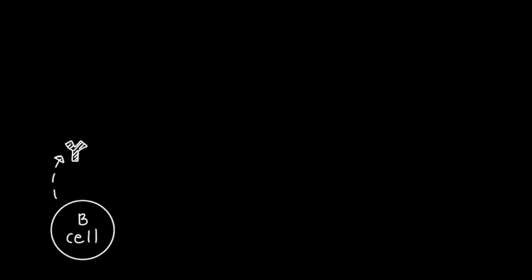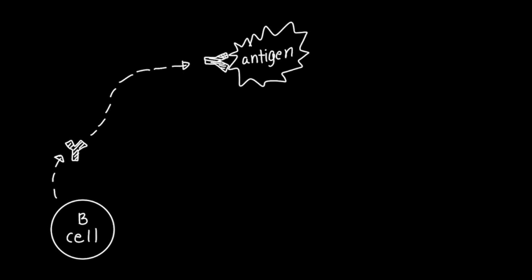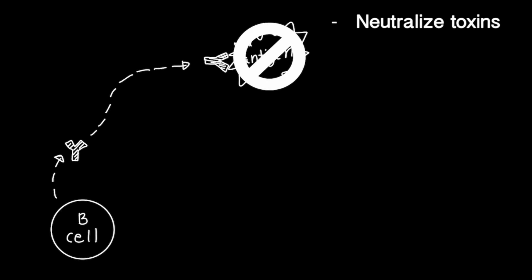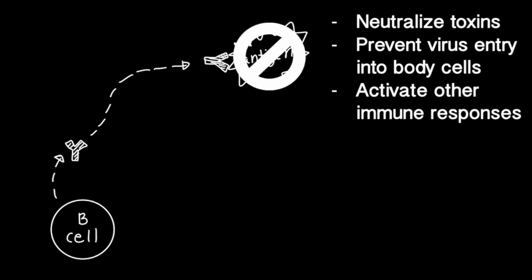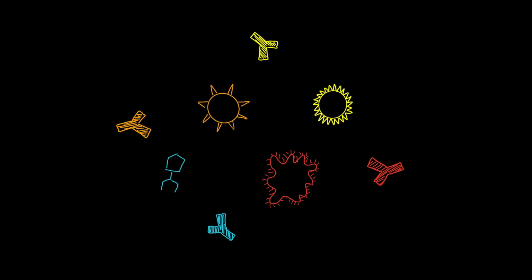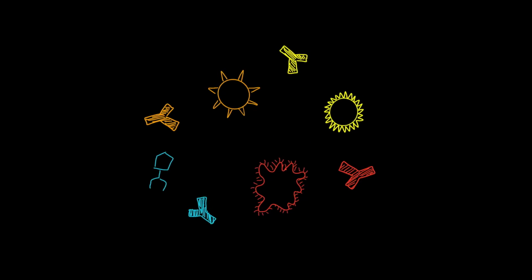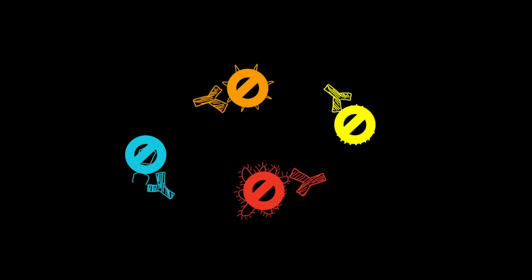Today, we're going to play a card game, but first, let's talk about antibodies. Antibodies are Y-shaped proteins in our immune system. Secreted from B cells, they bind to antigens and can neutralize toxins, prevent virus entry into body cells, and activate other immune responses. We have billions of unique antibodies. Each one of our different antibodies binds to one and only one antigen.